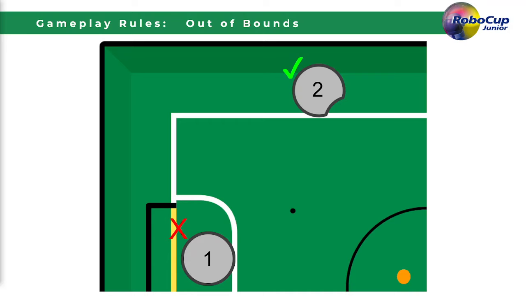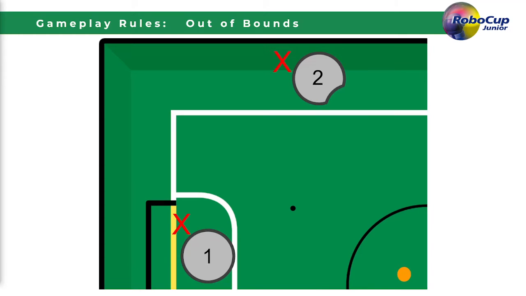The penalty area includes the white line and a robot cannot be completely inside of it. Robot 2 is still in bounds here because it's still over the white rectangle. Now Robot 2 is also out of bounds because it's completely outside of the white rectangle.